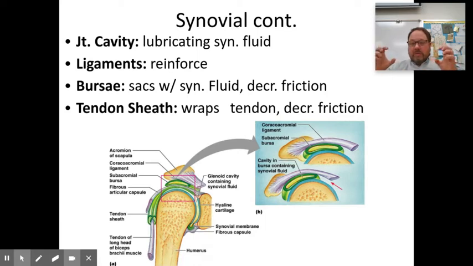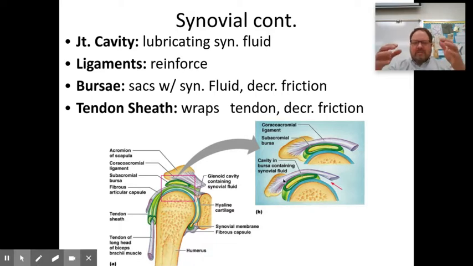So when your muscles contract and move those bones, the tendons can rub against the bones. So the bursae act like little fluid-filled sacs, or like little baggies of water that help reduce friction when those tendons are moving over the bones. And you can even have tendon sheaths.